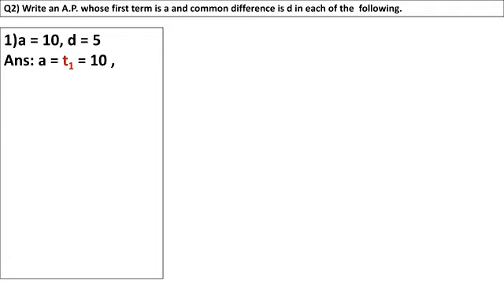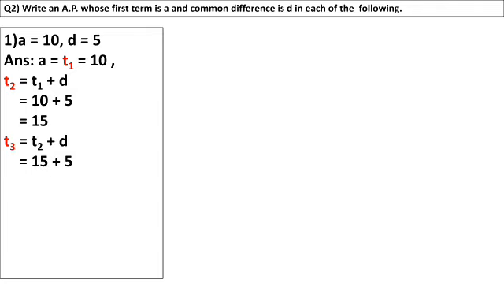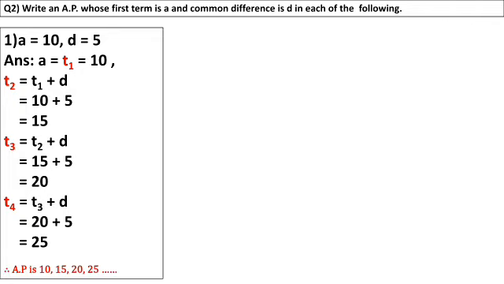Now we have to find the next three terms. t2 equals t1 plus d. We have the t1 value 10, plus 5 becomes 15. For t3 we have to do t2 plus d. The t2 value is how much? 15 we got, plus d which is 5, so 15 plus 5 is 20. t4 is t3 plus d. The t3 value is 20 plus 5, we get 25. So the first term is 10, the second term is 15, the third term is 20 and the fourth term is 25. The AP is 10, 15, 20 and 25. It will go on increasing.